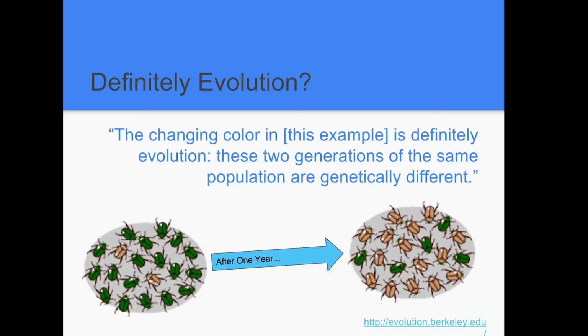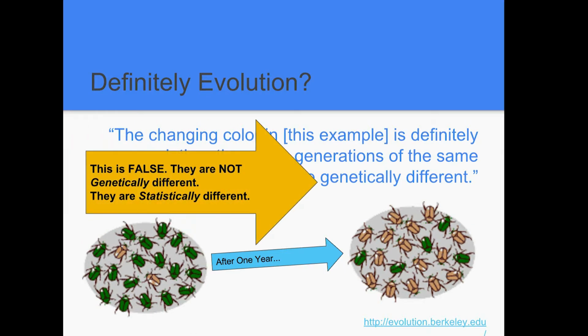Now again, this is the example given by the kids at Berkeley on evolution.berkeley.edu, and this is what they say about this example. The changing color in this example is definitely evolution. These two generations of the same population are genetically different. So after 1 year, we see that a population that was mostly green is now mostly brown. And they say this is definitely evolution. These two generations of the same population are genetically different. But that is false. They are not genetically different. They are statistically different. Genetically, they're identical.